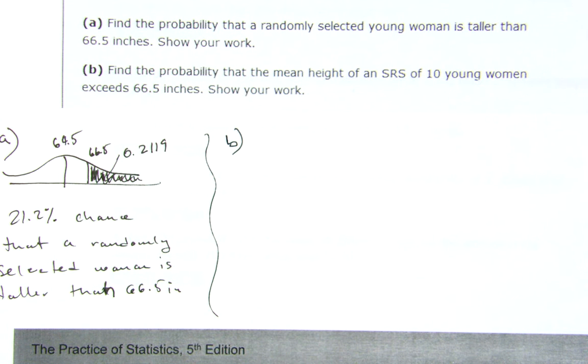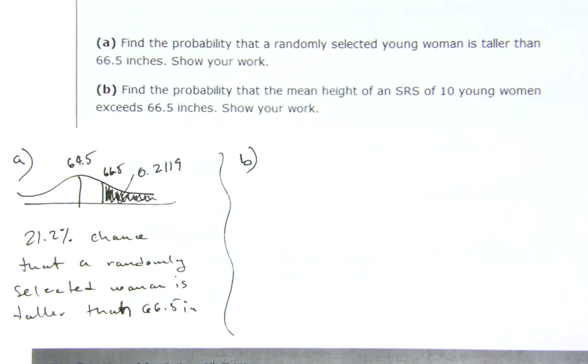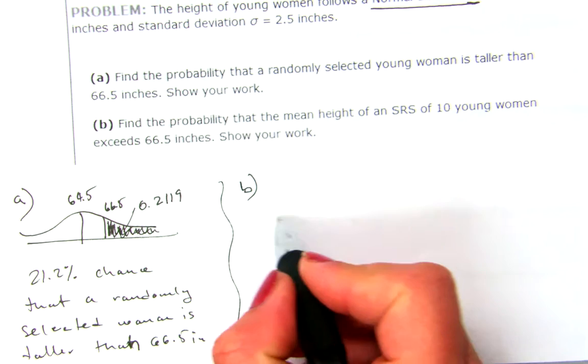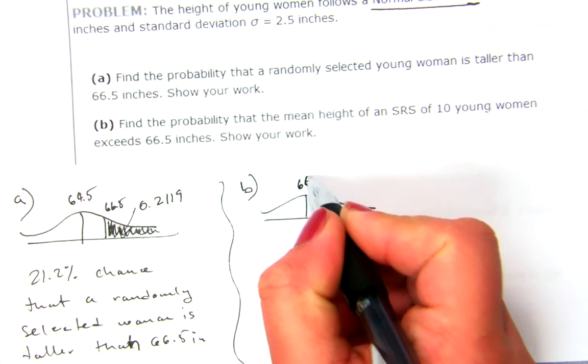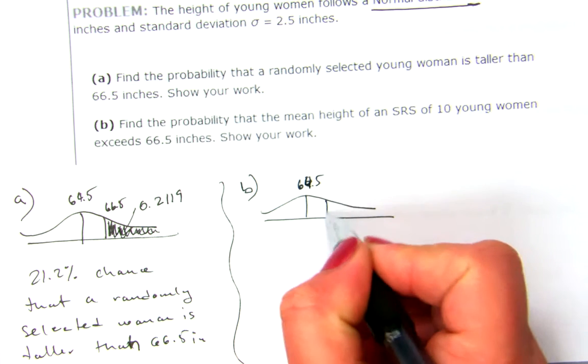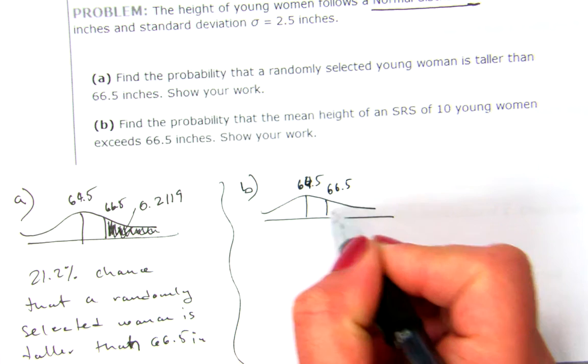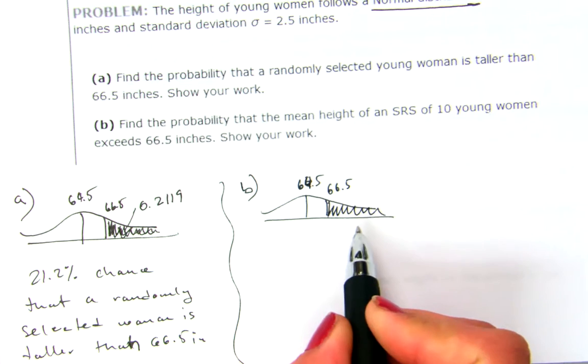Okay, so you're not going to do the same thing, obviously, because that would defeat the whole purpose of part B. But you will take pieces of what you did in part B and use it. So we want to still know, right? Here's our distribution. Here's 0.5. We want to know still 66.5 inches, but this is not just for one person.